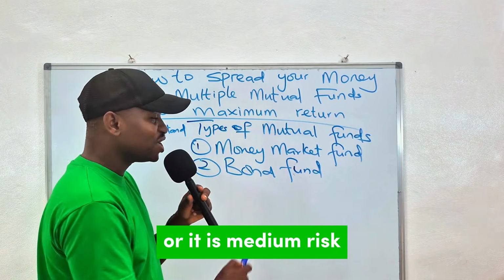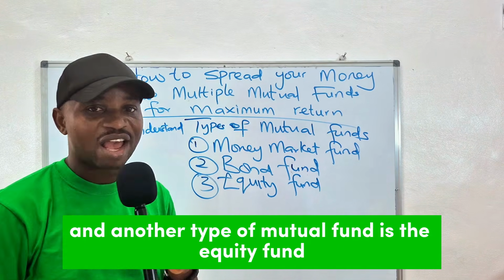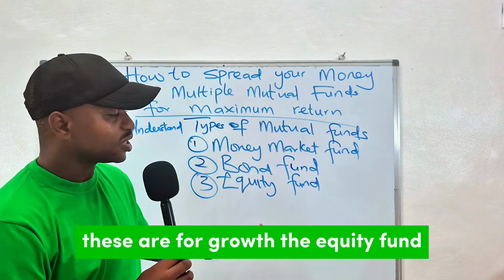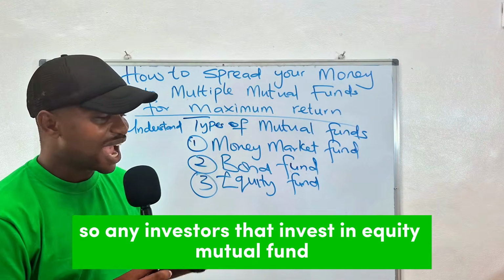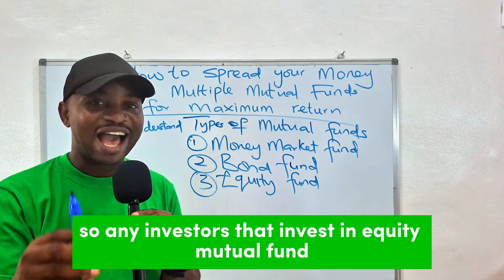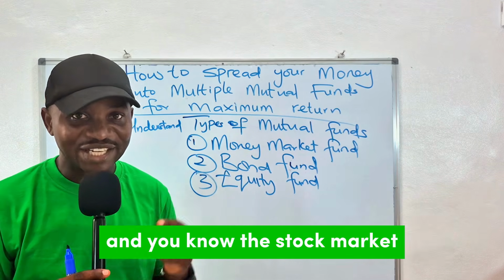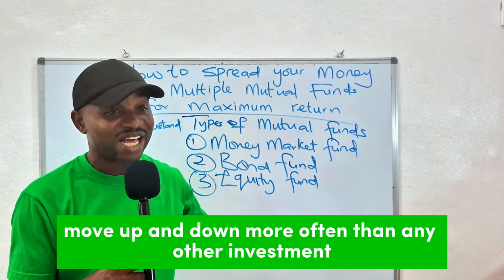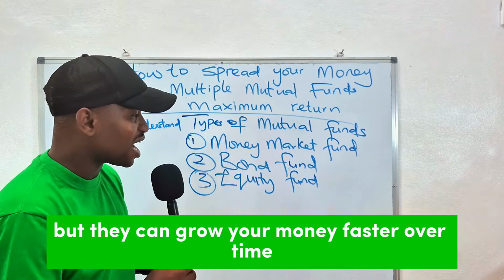And another type of mutual fund is the equity fund. These are for growth. The equity fund invests mainly in the Nigerian stock market. So any investor that invests in an equity mutual fund is indirectly investing into the Nigerian stock market. And you know, the stock market moves up and down more often than any other investment, but it can grow your money faster over time.